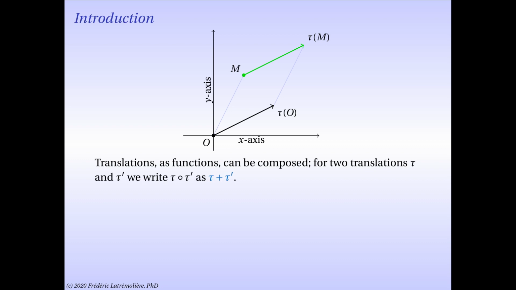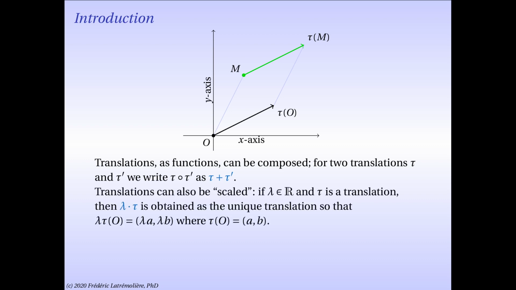Translations as functions can be composed. For two translations tau and tau prime, rewrite the composition of tau with tau prime as tau plus tau prime. I'll let you check that tau plus tau prime is again a translation.